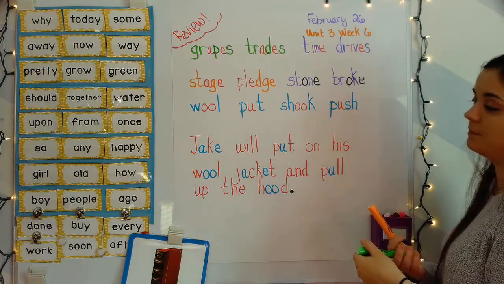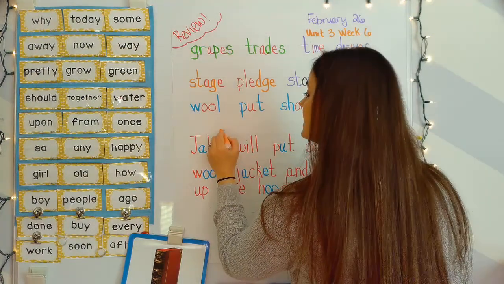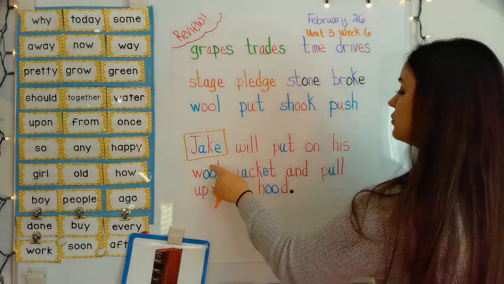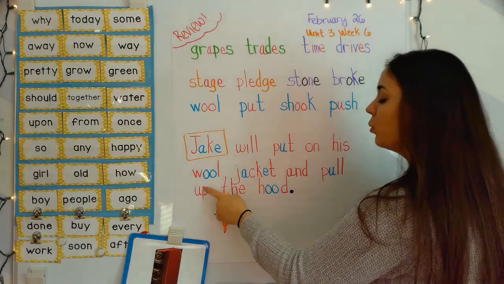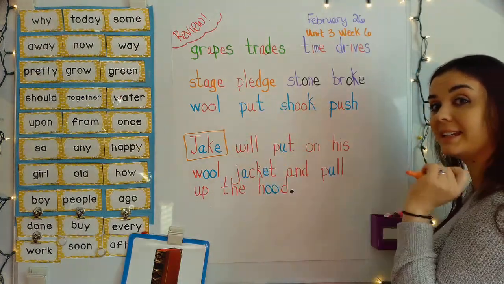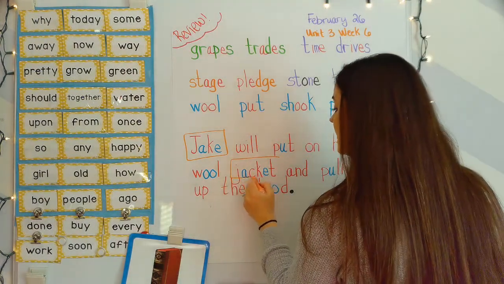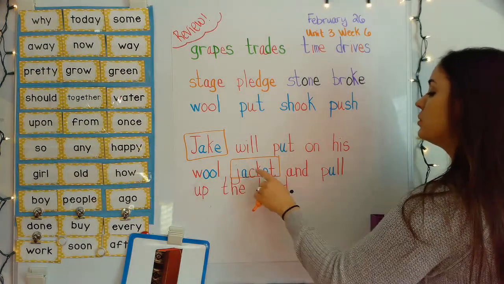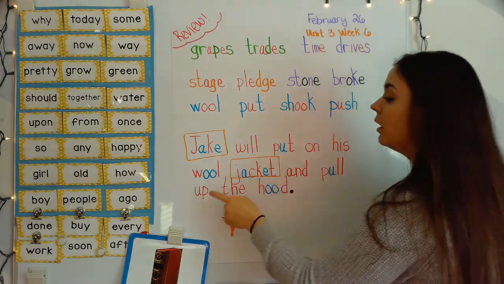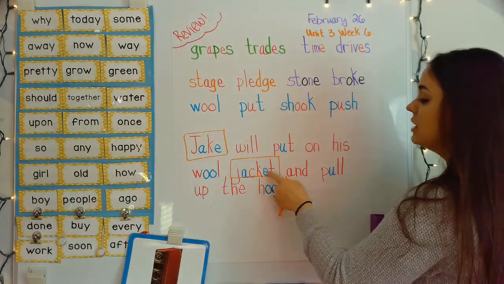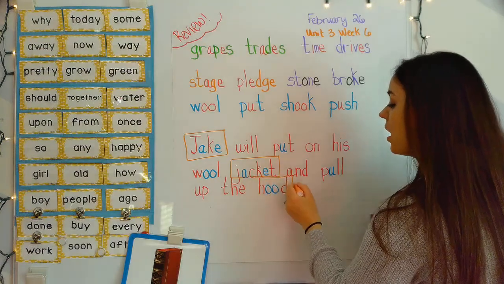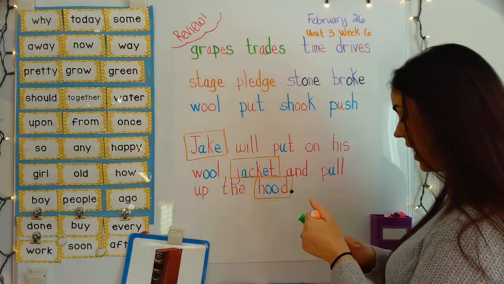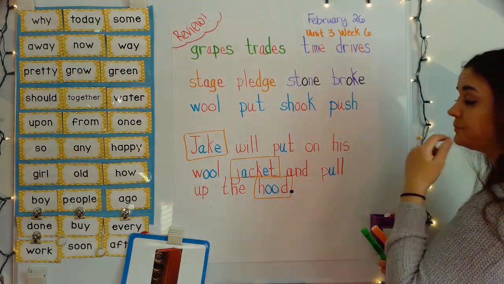All right, so we got a lot of nouns in our sentence. So let's start at the beginning. Jake is a noun. We know it's a noun because it's a person. We know it's a person because it's a name. So Jake will put on his wool jacket. Jacket is the next thing in the sentence that we can touch. It's the next noun. Jake will put on his wool jacket and pull up the hood. So the hood is part of the jacket. It is something you can touch on the jacket. So we have 3 nouns in our sentence.